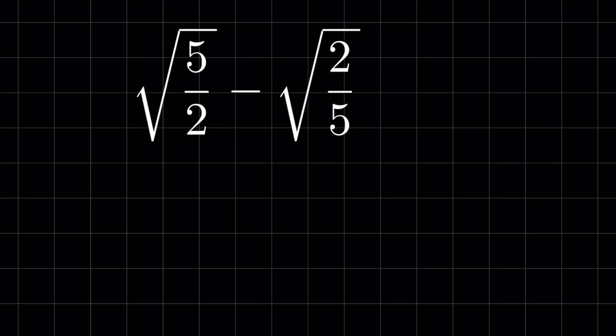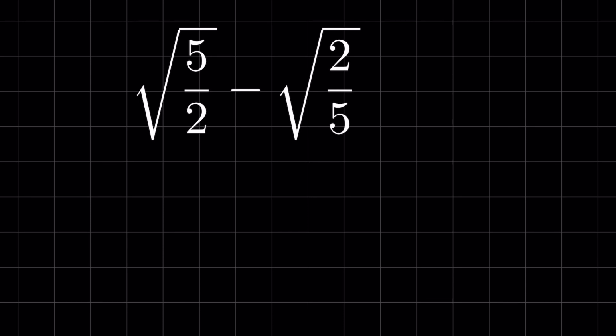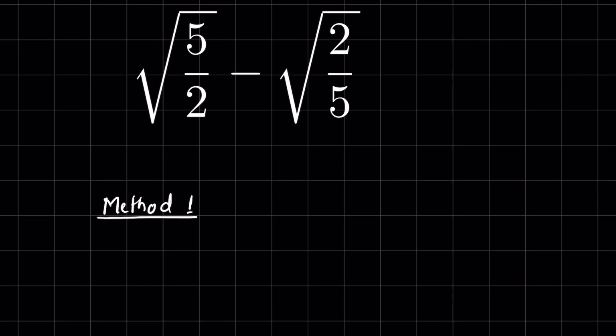5 upon 2 under square root minus 2 upon 5 under square root. How to subtract these fractions which are radicals? So there are two methods. Let's see method 1. And you tell me which method you like more.